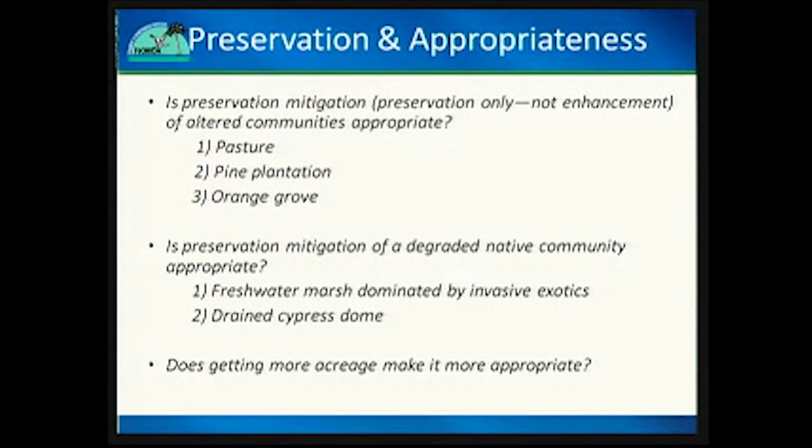Okay. I guess the key for me is, is it a native community that is degraded? I mean, you can have some impacts to a system, and some things to fix that your management plan will address. I think that can be included in your preservation aspect. Now, at what point does that become enhancement? I think that's where you have to work it out, because I've proposed enhancement in the past and they shot it down. They said just preserve it.